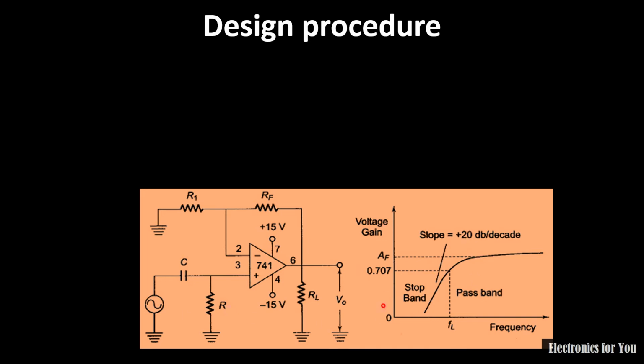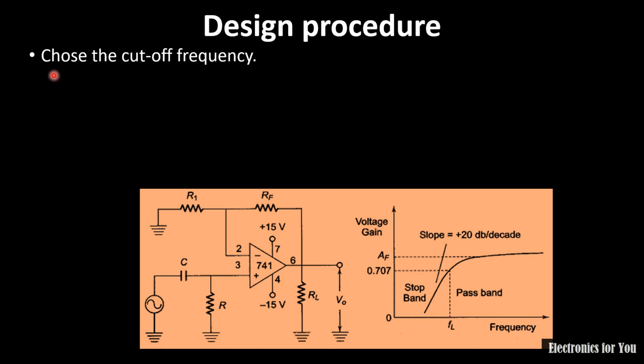And this is the frequency response for a high pass filter, where FL is nothing but the cutoff frequency of the high pass filter. This cutoff frequency separates two bands, which are the stop band and the pass band. Stop band is the frequency which is not allowed by the filter, and the frequency which is allowed is called the pass band. Now let us go through the design procedure.